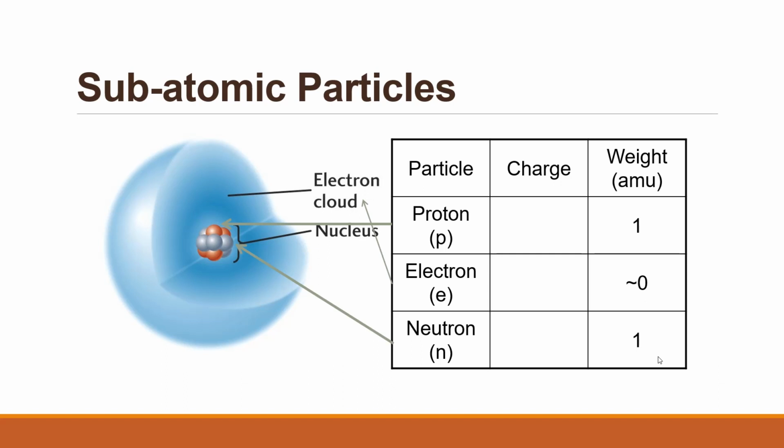If we look at our particles, protons have a positive charge. So if we have extra protons, we're going to have a positive charge on our atom. Electrons have a negative charge. If we have extra electrons, we will have a negative charge on our atom, and neutrons are neutral. So it doesn't matter how many neutrons we have, that doesn't change our charge. Neutrons are important for the mass and isotopes. Electrons are important for the charge, which will be ions.